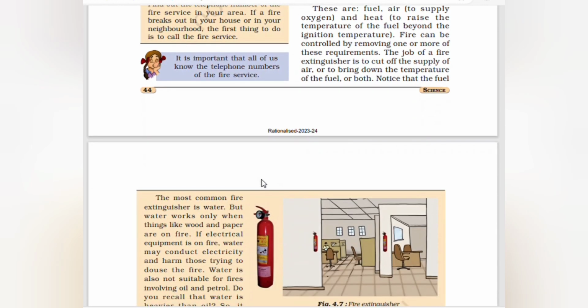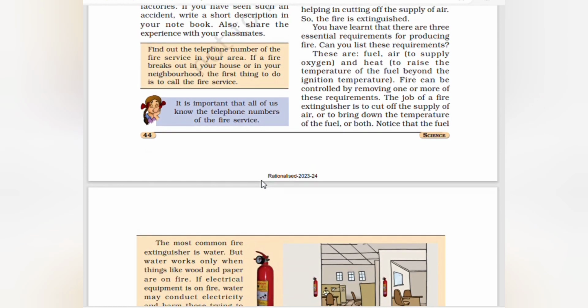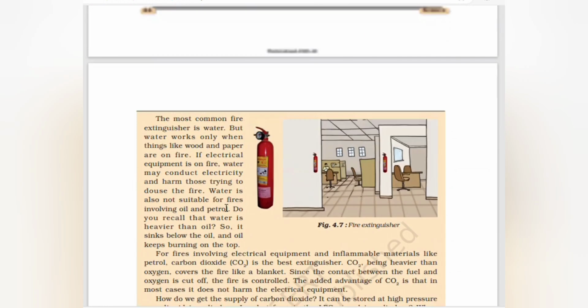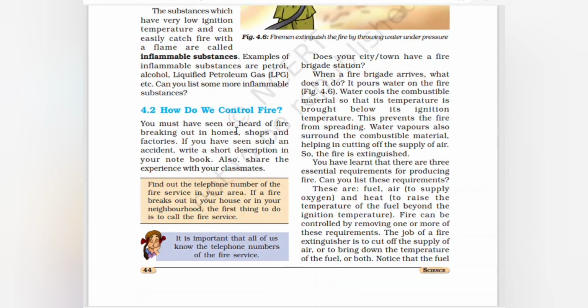The job of a fire extinguisher is to cut off the supply of air and to bring down the temperature to the normal level, or both. Note that the fuel in most cases cannot be eliminated. For instance, when a building catches fire, the whole building is the fuel. So we can conclude this part.